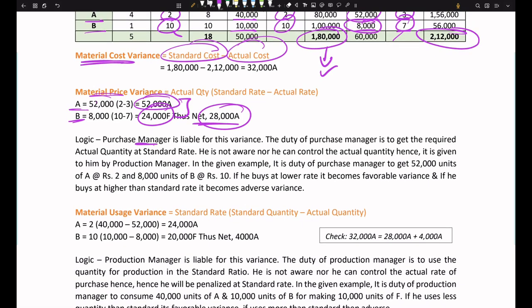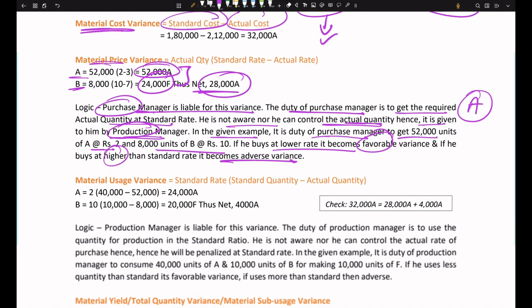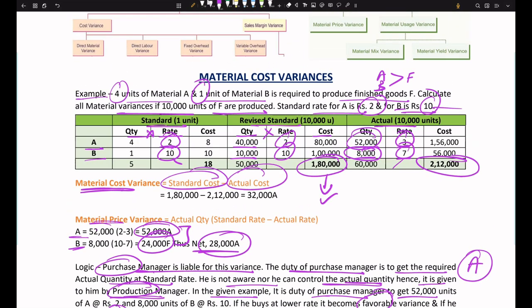Then the logic is that the purchase manager is liable for this variance, because the duty of the purchase manager is to get the required actual quantity at the standard rate. He is not aware of, nor can he control, the actual quantity, hence it is given to him by the production manager. So in the given example, it is the duty of the purchase manager to get 52,000 units of A at rupees 2 and 8,000 units of B at rupees 10. If you buy at a lower rate, it becomes favorable, and if you buy at a higher rate than the standard, it becomes adverse. So he is not fully liable, because he also bought B for a lower price, but he is liable for A.